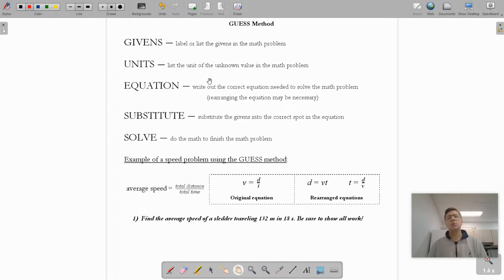And that's just going to be a way for us to check at the end of the problem, when we get our answer and we write the units down, do they match up with what we said the units should be? And if they don't, then we know that we made a mistake and go back and change that.